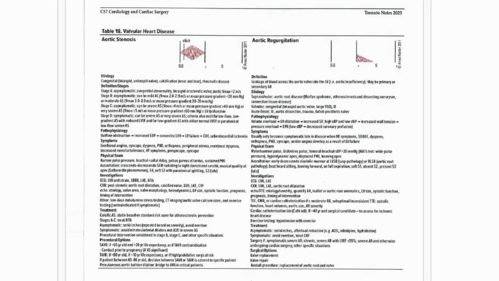Investigations include ECG showing left ventricular hypertrophy and left atrial enlargement. Chest X-ray may reveal cardiomegaly and dilation of the aortic root. Echocardiography is the most important imaging modality for assessing severity of regurgitation, valve anatomy, aortic root dimension, left ventricular size, left ventricular systolic function, and timing of surgery.